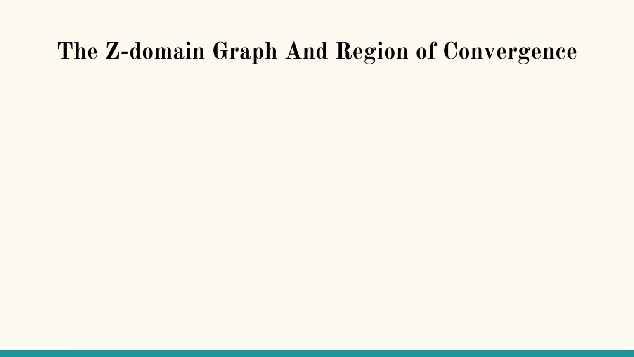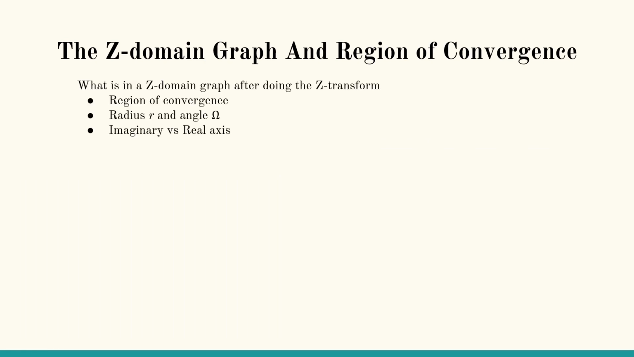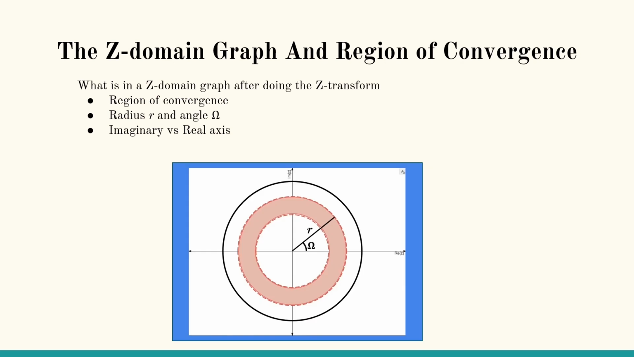Taking a closer look, what is in a z-domain graph after doing the z-transform? We have the region of convergence, which is all of the values of z which make the equation converge. We have the radius r and angle omega, which is used to locate any of those points. And we have the imaginary versus real part of z. We also show the unit circle so that we can determine the stability of a system.